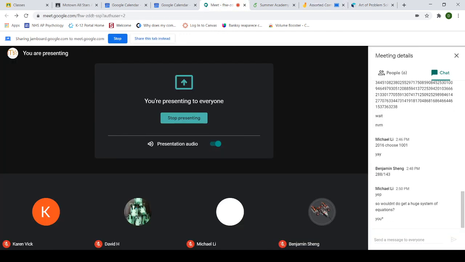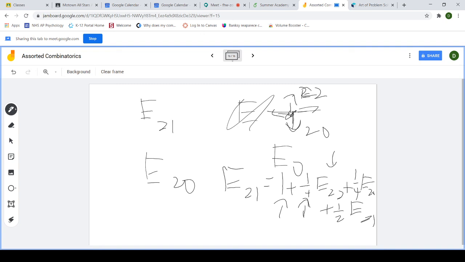Yes, we will get a huge system of equations, but it actually isn't that bad to solve, considering how most of these equations are identical. But first, let's simplify this a little. We can move this to the other side to get 1/2 E21 is equal to this thing. Let's multiply both sides by 2, so we get E21 is equal to 2 plus 1/2 E22 plus 1/2 E21. Well, not E21, E20.